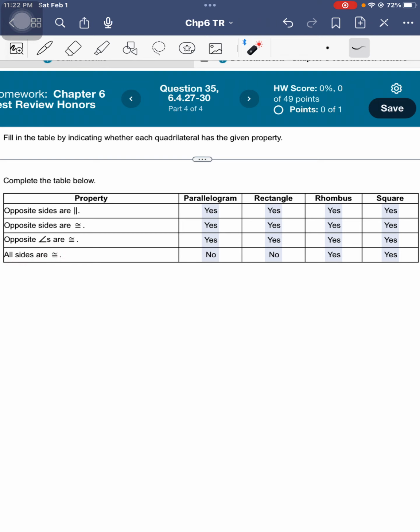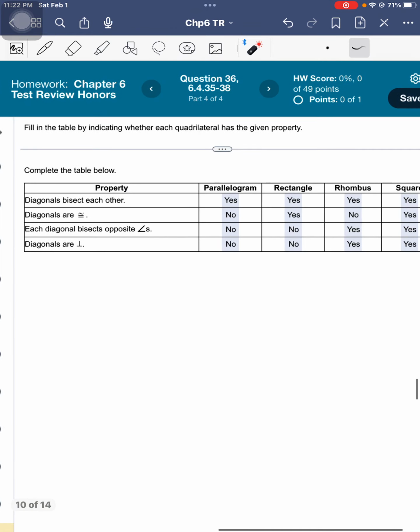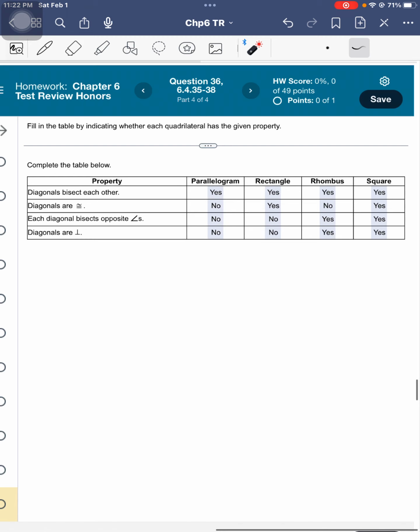All sides are congruent. That's not true. In parallelograms, only the opposite sides are congruent, not all the sides. So this is no. What about a rectangle? Definitely not, right? A rectangle has one side longer than the other. So the only ones that are true are rhombuses and squares. So let's look at another one, okay? Diagonals bisect each other. Yeah, that's for every one of them. Why? Because it's automatic, because it is a parallelogram.